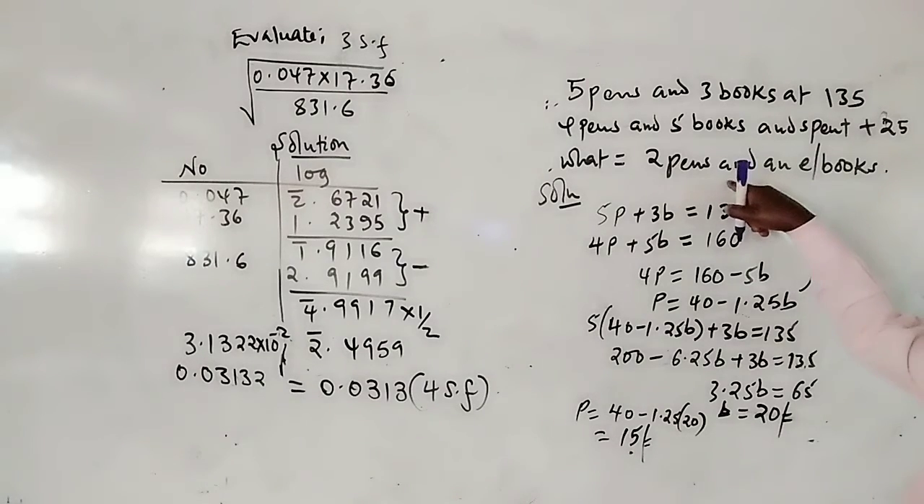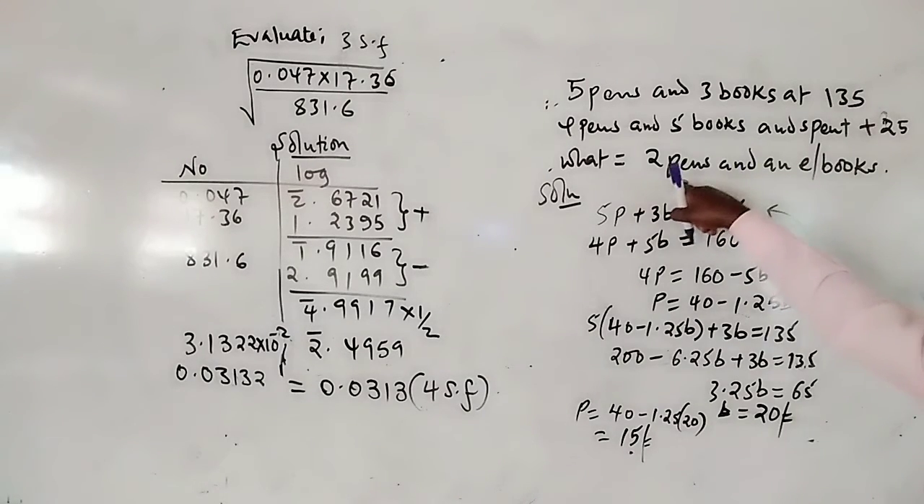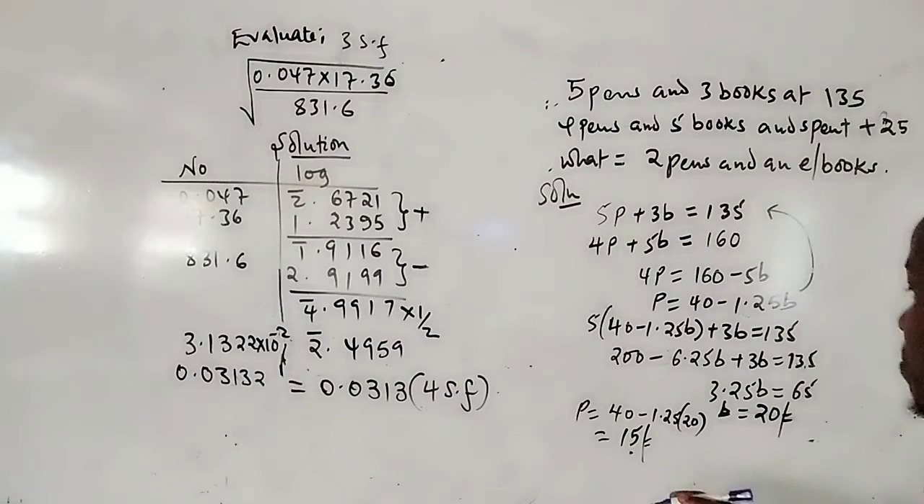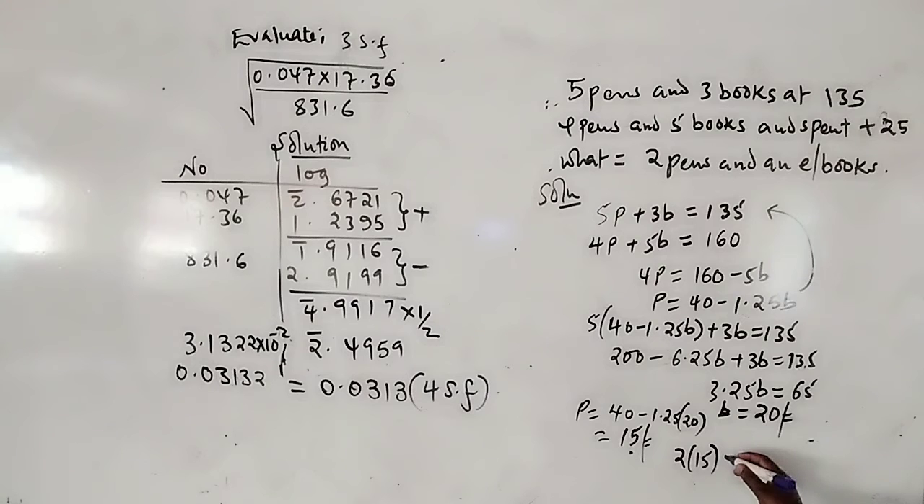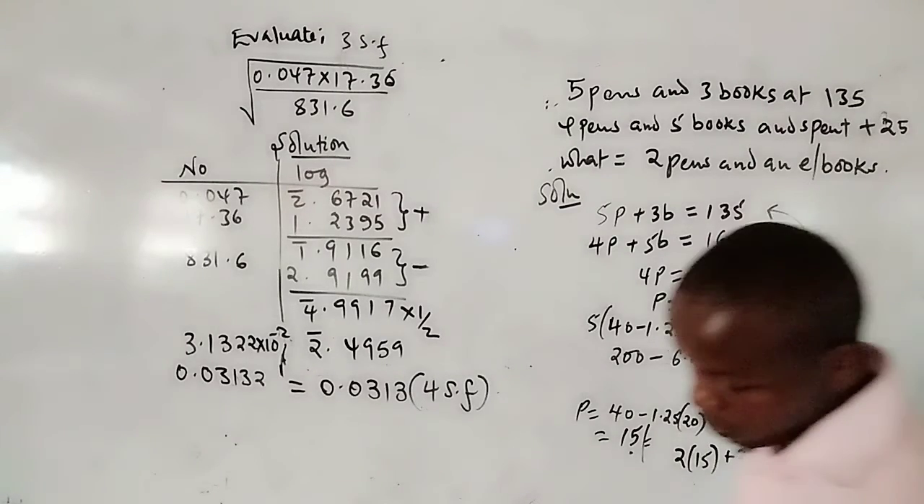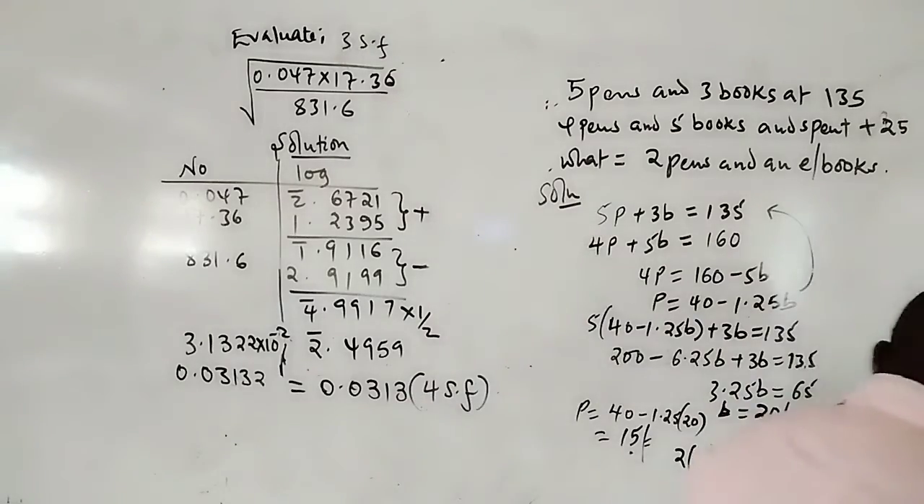Now the question is asking, we find 2 pens and an exercise book. So 2 by pens, 15. Pens, 1 is costing 15. So 2 pens will be 2 by 15, then plus a book for 20. So 30 plus 20, we get 50 shillings. So that is how it were to be approached.